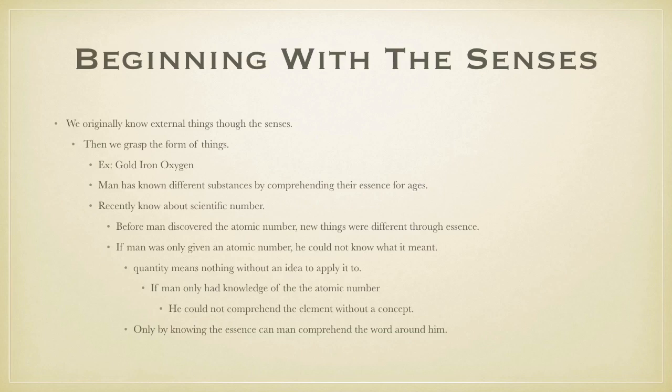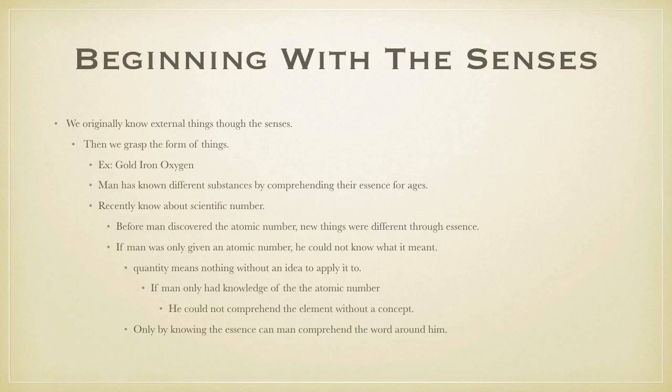Whether you are a reductionist or a Thomist, the knowledge through which we first attempt to come into contact with the external world is through the senses. Once we grasp things through the senses, we then form concepts in our mind. These concepts are things such as gold, iron, or oxygen. For thousands of years, man could differentiate gold from iron, not by using an atomic number or periodic table, but rather simply through observation. Through knowledge of the essence, man knew things were essentially different.